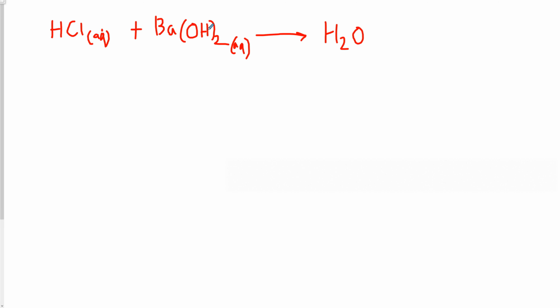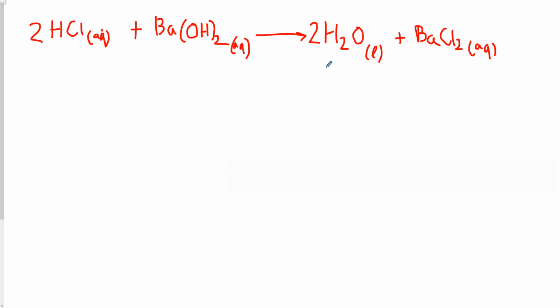And we're also going to end up with BaCl2 because barium has a charge of +2. Chloride has a charge of -1. This guy for sure is aqueous. And we need to make sure it's balanced. There's 2 Cl here, so I need to throw a 2 here. There's 2 H's and 2 OH's. That makes 2 H2O's. So we've got our balanced chemical equation.